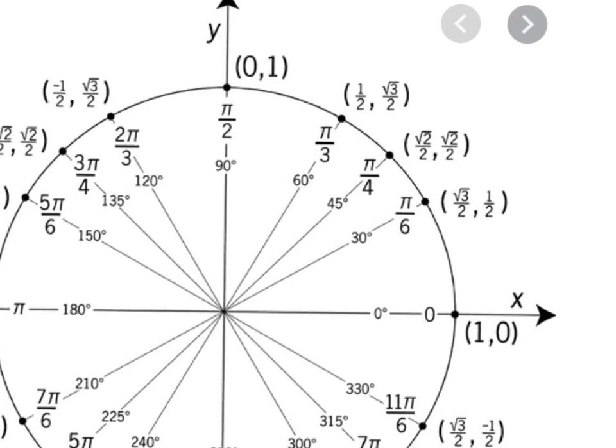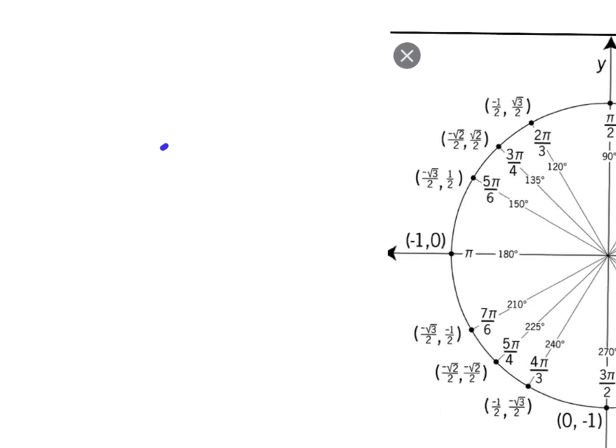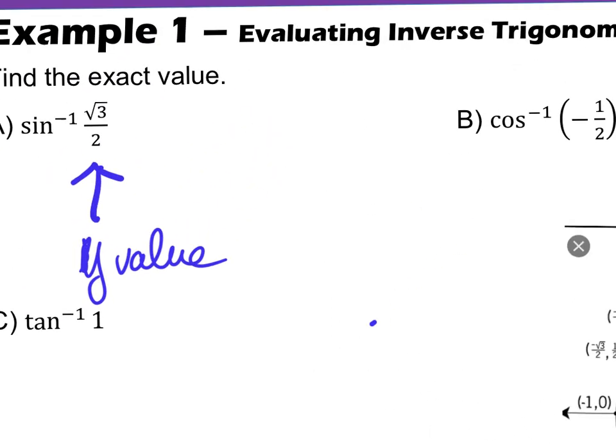Where is the Y value? Root 3 over 2. Pi over 3 and? 60 degrees. That would be your answer here. If they ask you for both, or if they ask you with the exact value, you would say pi over 3, 60 degrees. Same thing.